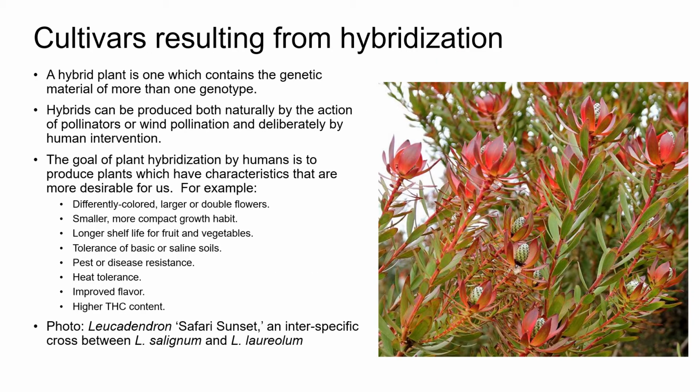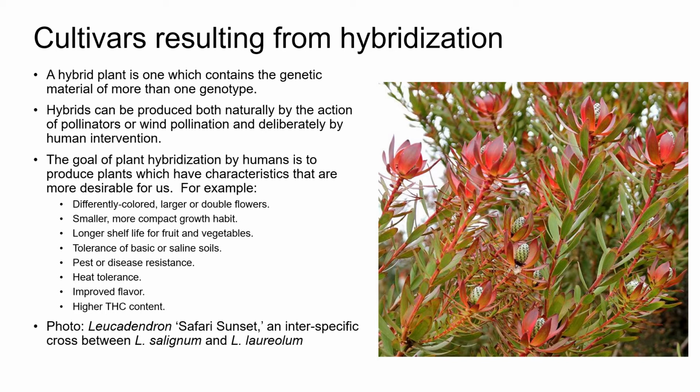So let's look now at cultivars that are arising from hybridization. A hybrid plant is one which contains the genetic material of more than one genotype, and a hybrid can be produced either naturally or deliberately.